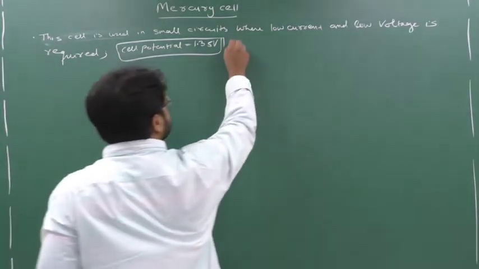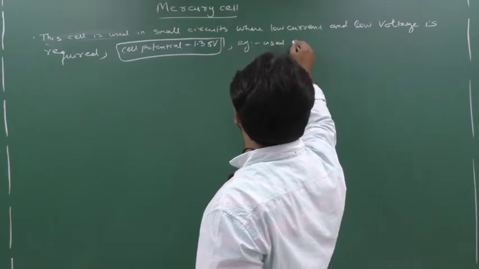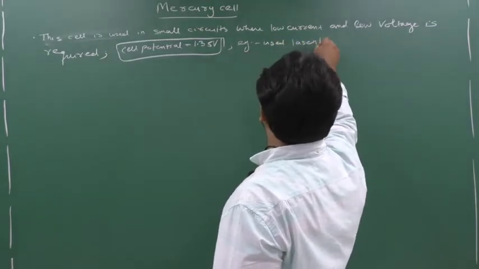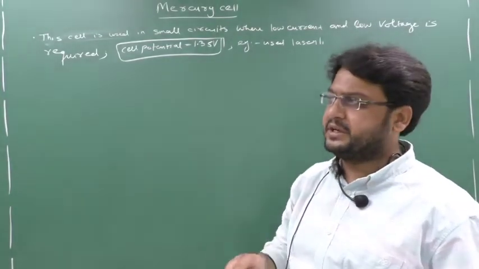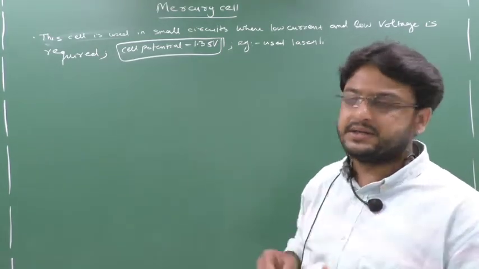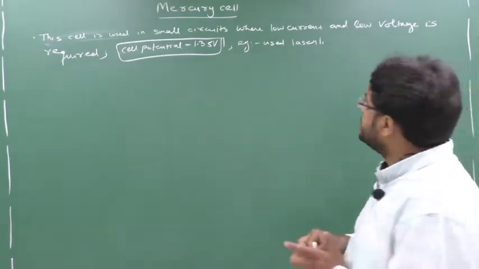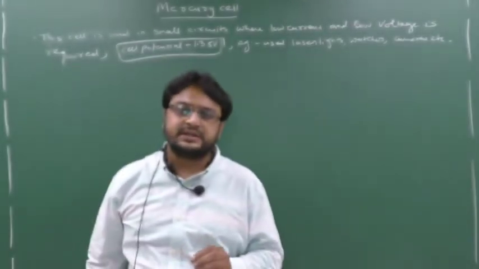Example where it is used: laser lights. You know the golden colored laser light, when you press it on the wall, certain designs come, like star designs and heart designs. So it is used in laser lights. Then it is also used in watches, yes or no? Then it is used in cameras, etc. In many devices it is used where low voltage or low current is required.